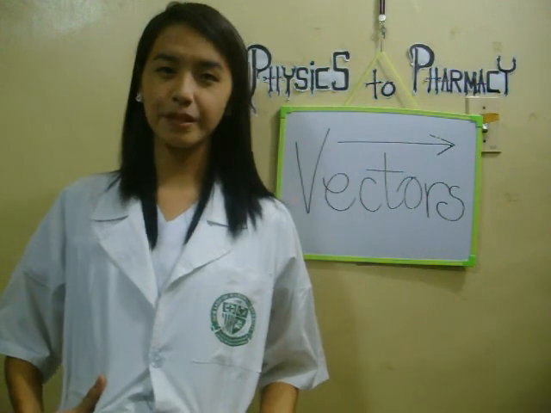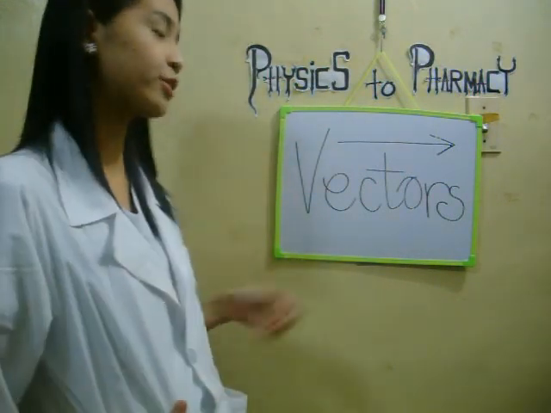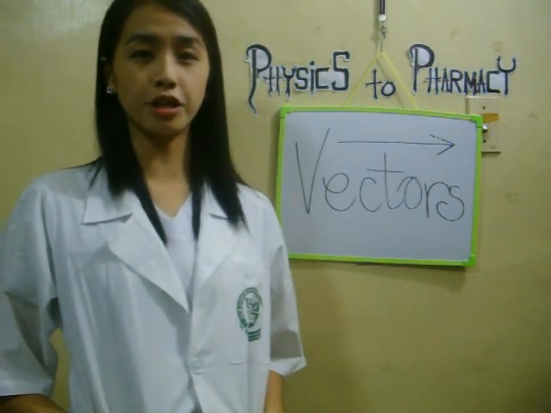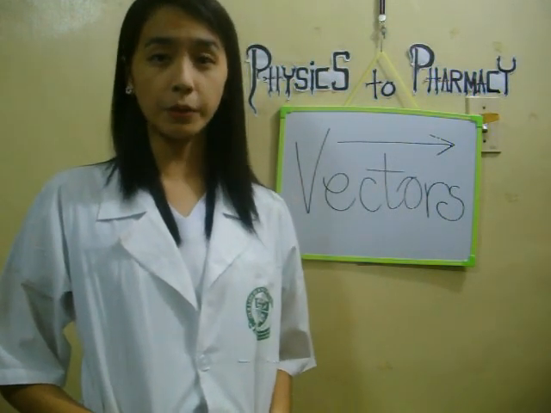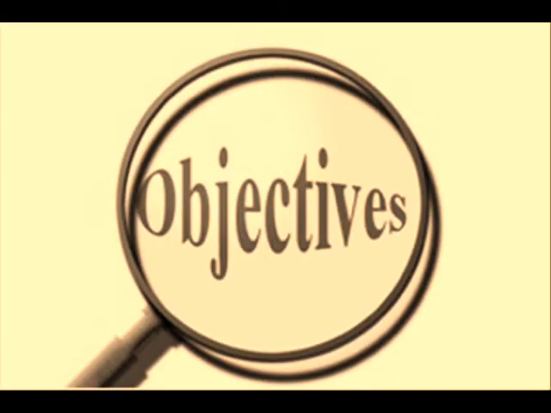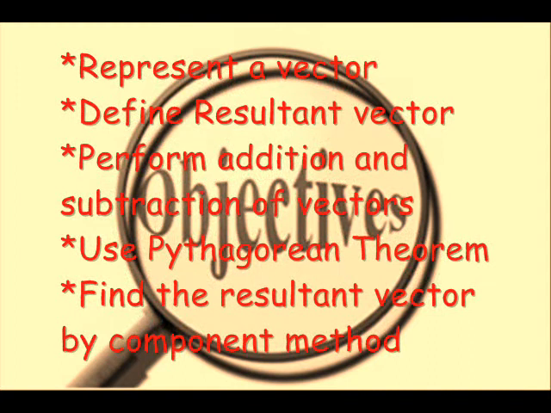Of the vectors. Since you have learned that vectors need magnitude, appropriate unit, and direction for its complete description, let us now give emphasis to it. For this topic, we have to represent a vector, define resultant vector, perform addition and subtraction of vectors, use Pythagorean theorem, and find the resultant vector by component method.